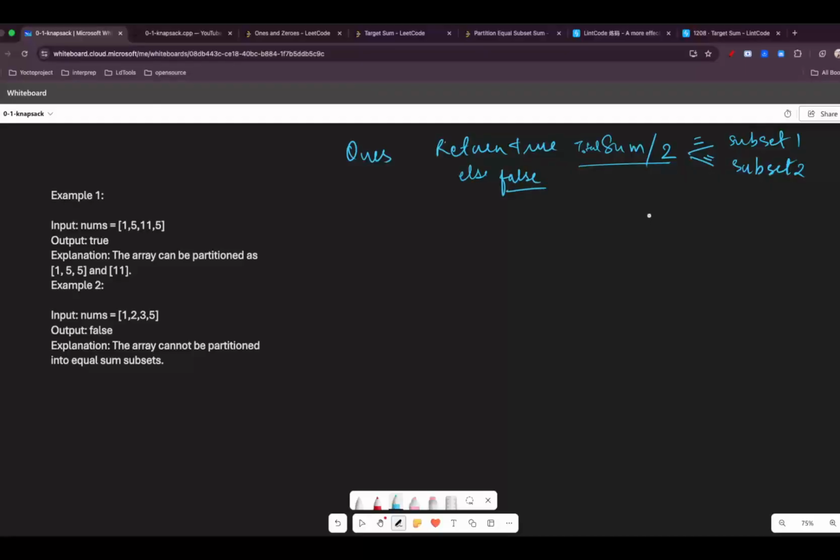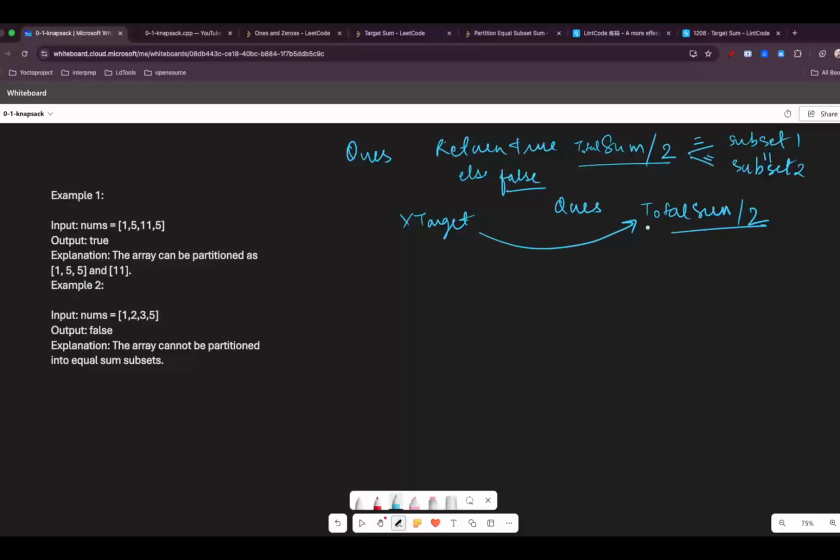Now although they have not given us a target, the question says that both of these should be equal to each other. That simply means what we need to do is take the total sum and just divide by 2. And this is how it becomes our target.